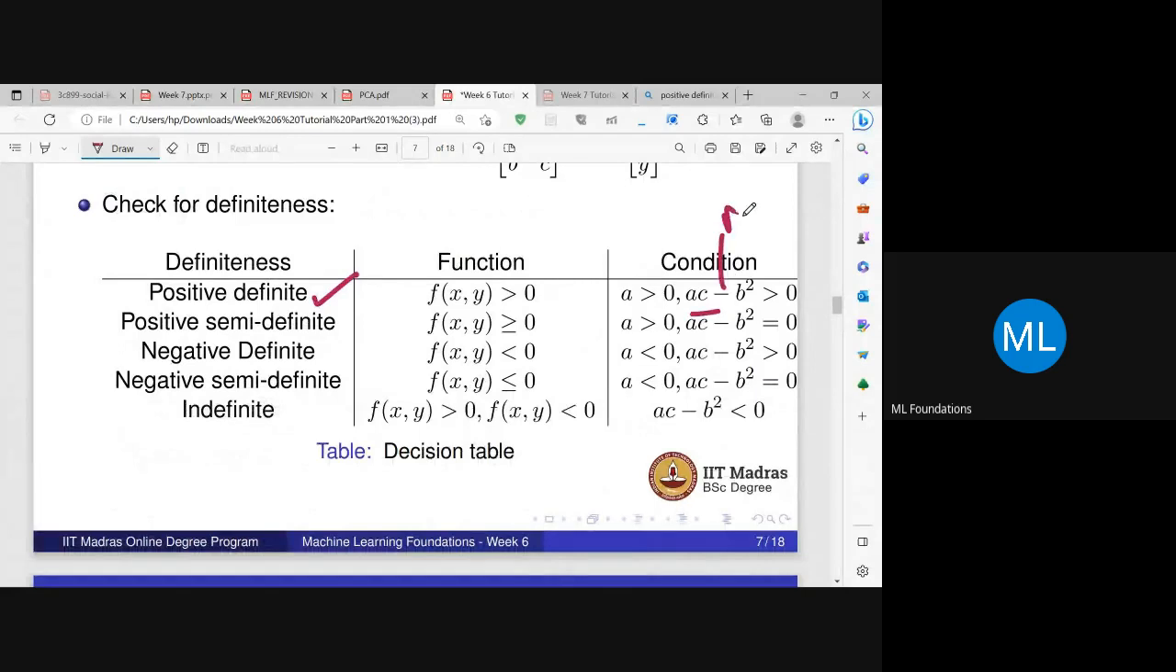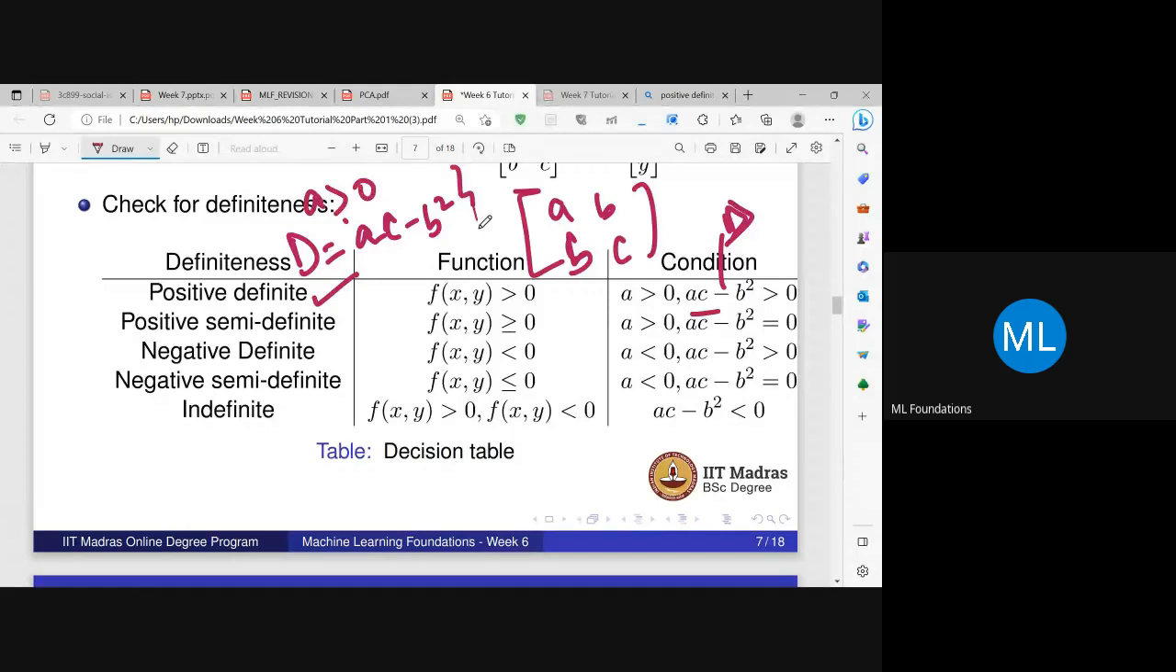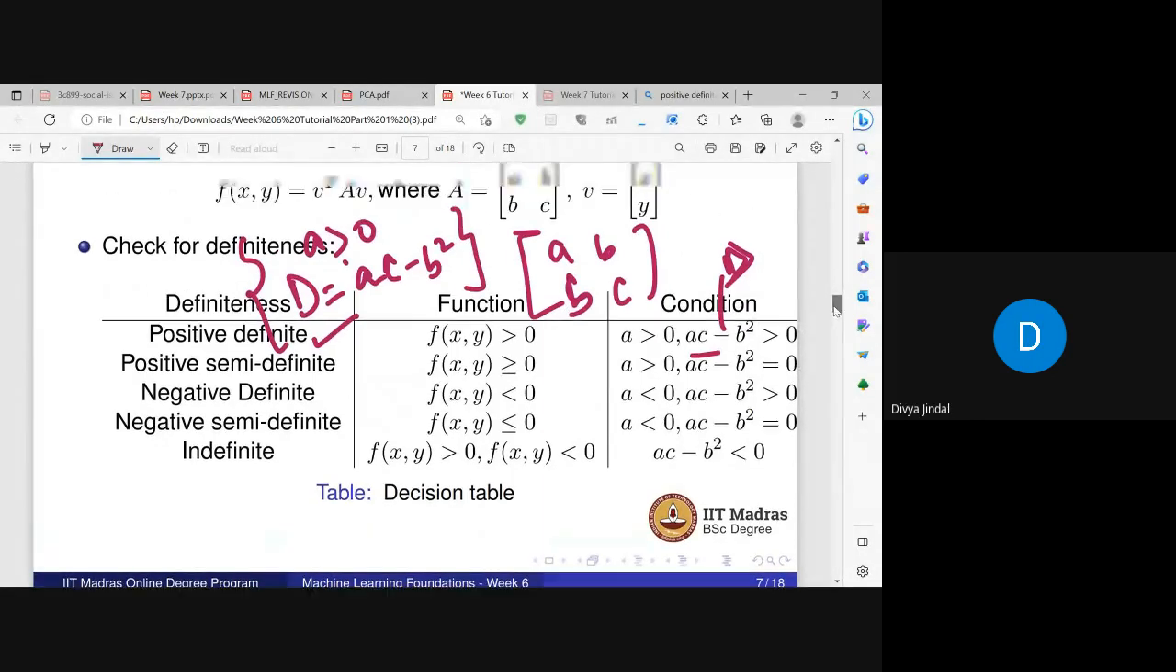This is the determinant itself. If you have A, B, C, this will be B only, and this is C. So the determinant is AC minus B square, and A should be greater than 0. This is what I was telling. So this table gives us the conditions based on the Hessian matrix terms.